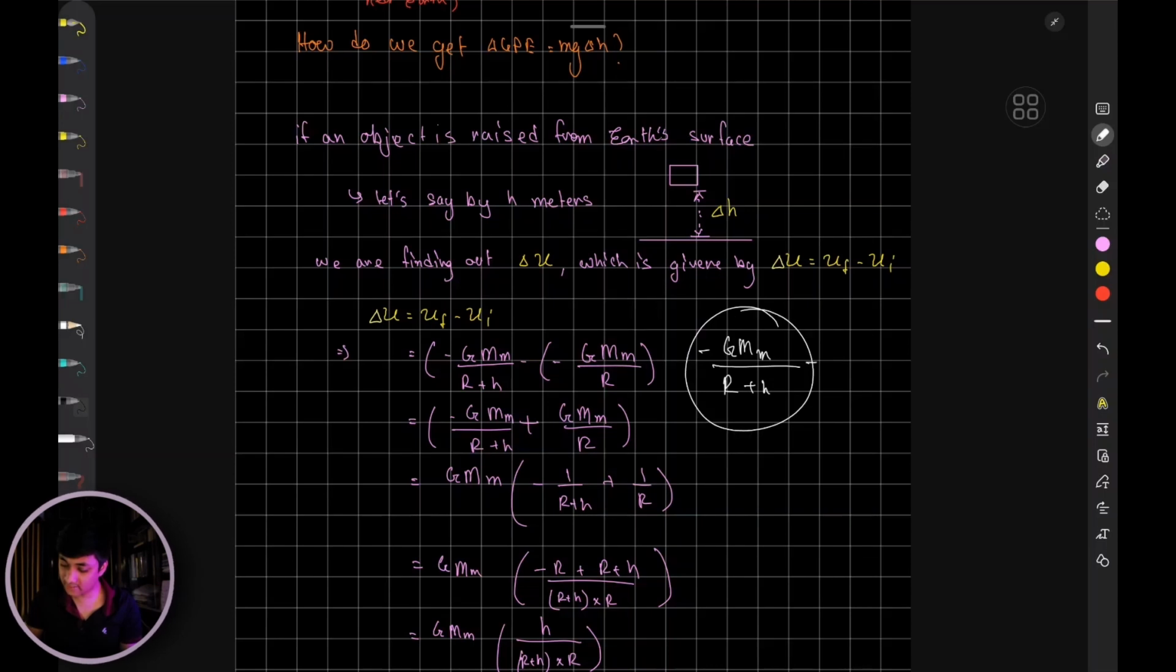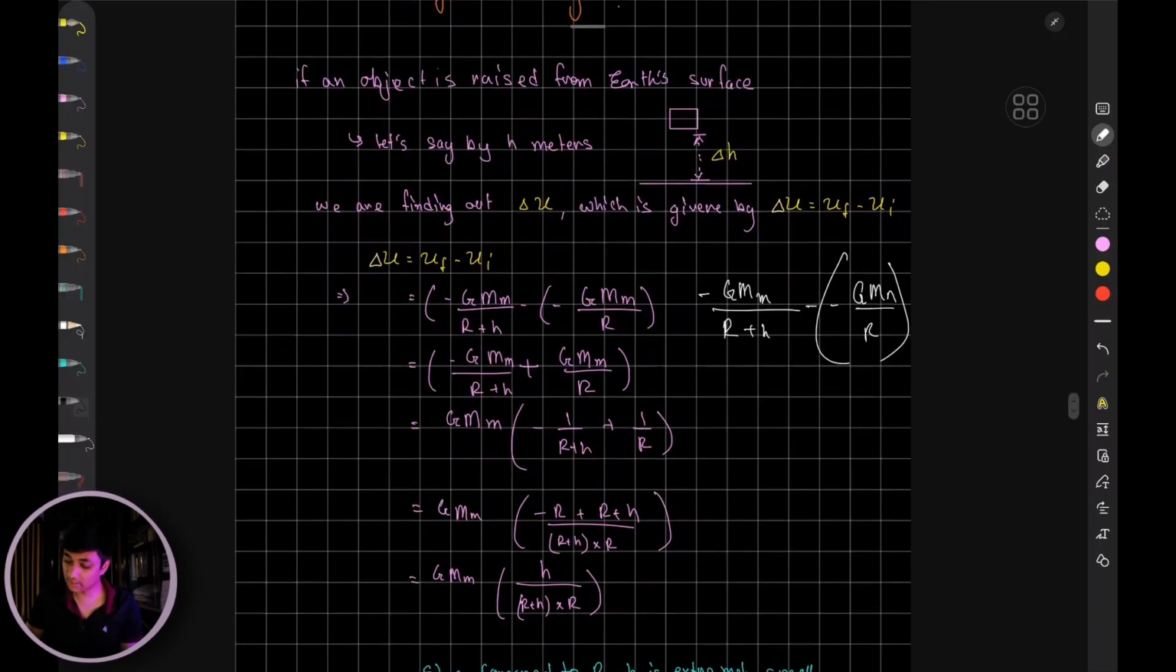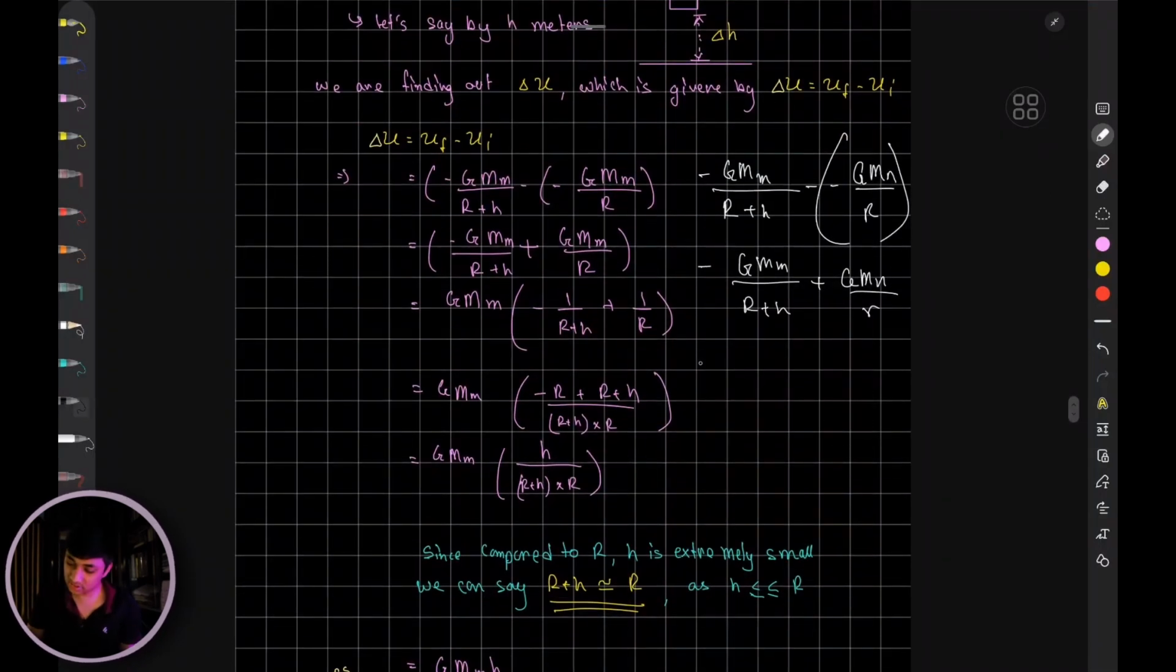That is final minus initial. So the initial will also have another minus sign, GMm by R, right? Now, as you open the brackets, by the way, initial means near the surface of Earth. So on the surface, the distance from the center is R, the radius. So minus GMm by R plus h, plus GMm by R. Now, taking the constants out of the equation, therefore minus 1 by R plus h plus 1 by R.